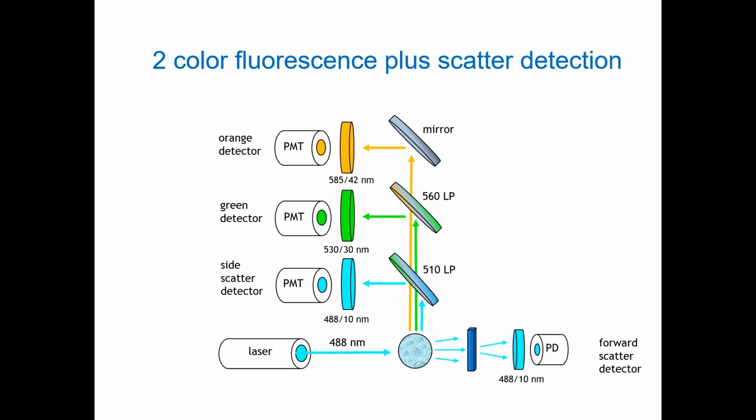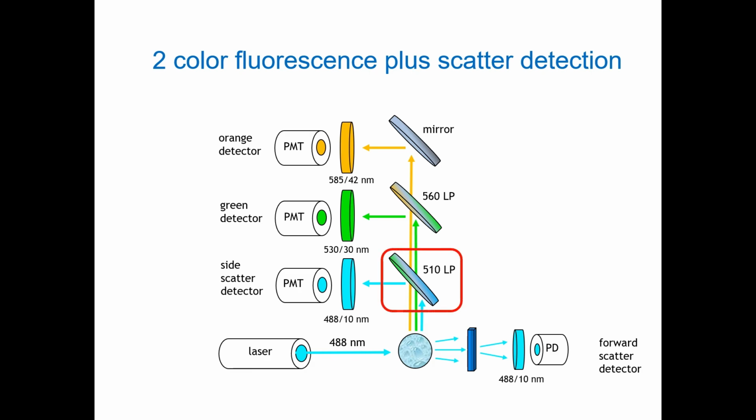Here is a slightly more complicated system where we've added in forward and side scatter. You'll remember that the forward scatter is collected in the axis of the laser beam. So here on the right is our forward scatter detector. The bandpass filter in front of it is the same as the laser wavelength, 488 nanometers, as it is scattered laser light, not fluorescence. The side scatter and all the fluorescence are collected by the lens at 90 degrees.